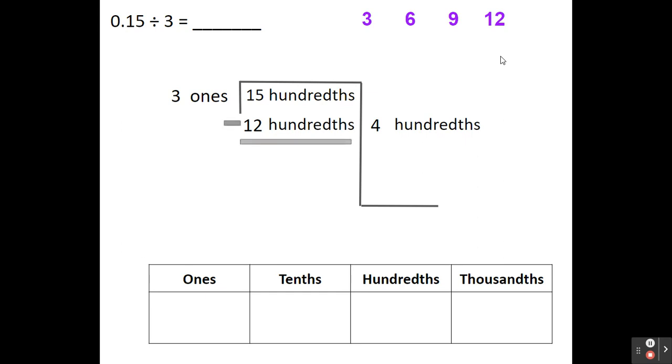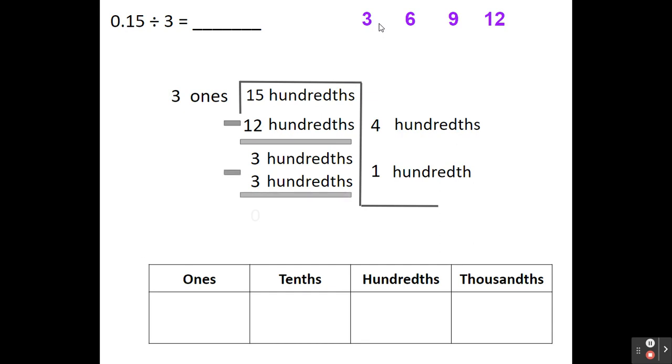Now I'm going to subtract. 1500ths minus 1200ths is 300ths. So I'm not done because I haven't gotten to 0 yet. So I need to keep going. If I look back at my multiples, my first multiple was 3. So 3 times 1 is 3. Hundredths times ones is hundredths. So I get 300ths. Then I subtract and I get 0 hundredths.